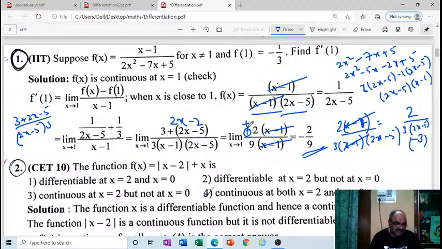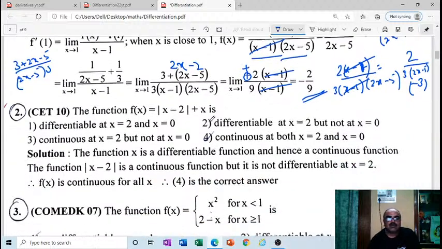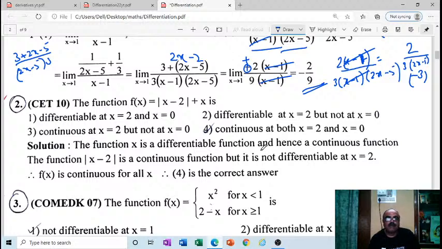Let me take up one more example so that it is a little more clear to you. Then next question, the function f of x equals x minus 2 plus x is what it is. Differentiable at x equal to 2 and x equal to 0. Differentiable at x equal to 2 but not at x equal to 0. Continuous at x equal to 2 but not at x equal to 0. Continuous at both x equal to 2 and x equal to 0. Let's see the solution.